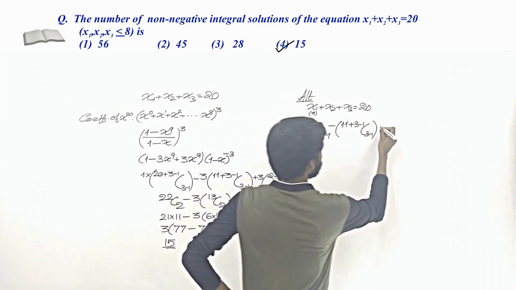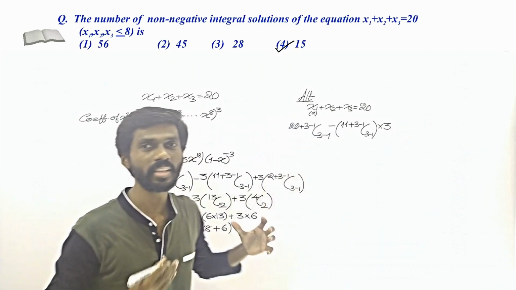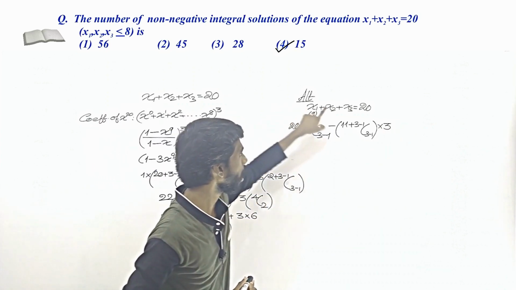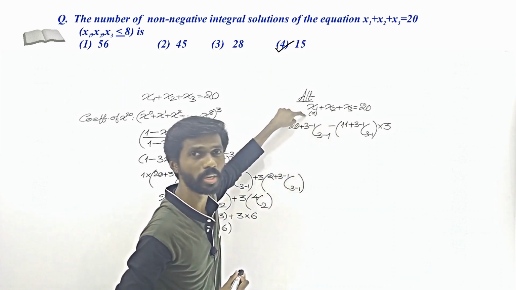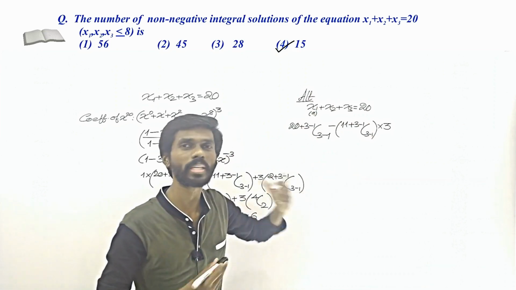Now this should be multiplied by 3. So why do you multiply by 3? One of the values exceeds 8. So that value may be x1 or x2 or x3. So either x1 is minimum 9, or x2 or x3. So there are 3 cases, so multiply by 3.